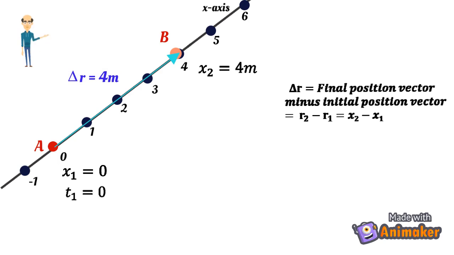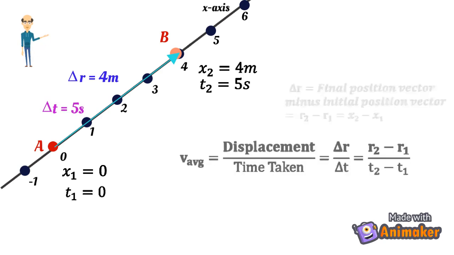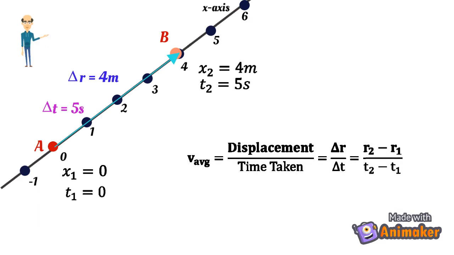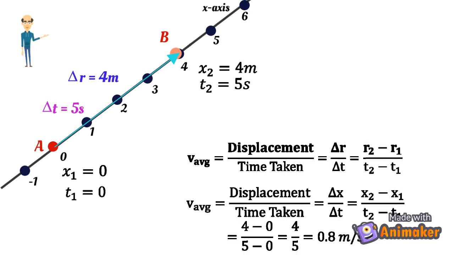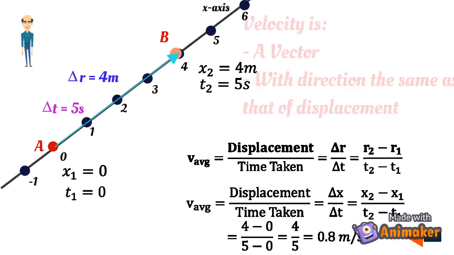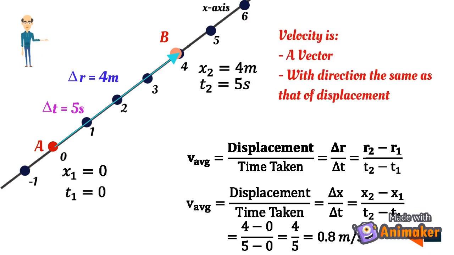Let's say the object covers this distance in 5 seconds. We define the average velocity of the object as the displacement of the object per unit time. In other words, average velocity, V average, is displacement delta x divided by the time interval delta t during which the displacement occurs. A common unit for V average or average velocity is meter per second. You may see other units in the problems, but they are always in the form of length upon time. We know that displacement is a vector. Similarly, velocity is also a vector, and its direction is the same as that of displacement.